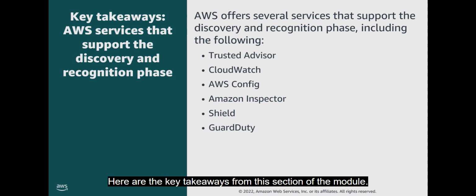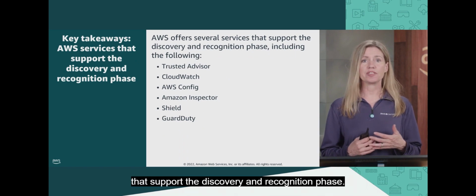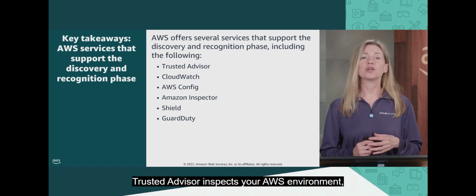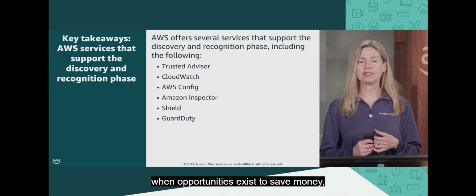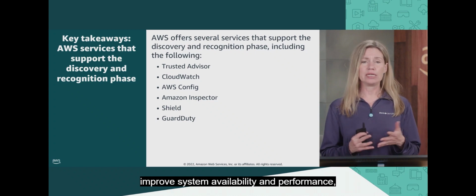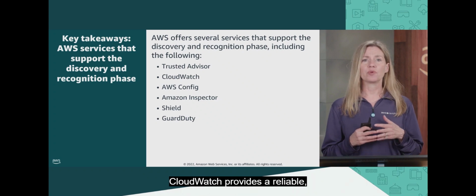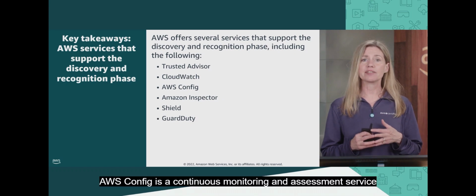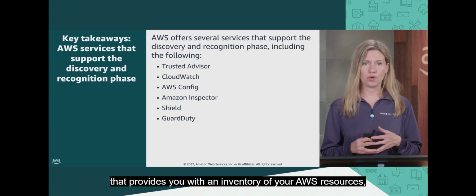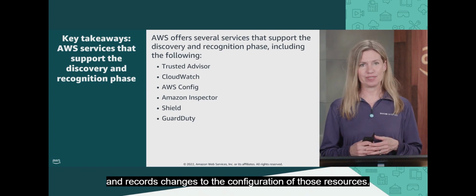Here are the key takeaways from this section of the module. AWS offers several services that support the discovery and recognition phase. Trusted Advisor inspects your AWS environment and then makes recommendations when opportunities exist to save money, improve system availability and performance, or help close security gaps. CloudWatch provides a reliable, scalable, and flexible monitoring solution. AWS Config is a continuous monitoring and assessment service that provides you with an inventory of your AWS resources and records changes to the configuration of those resources.